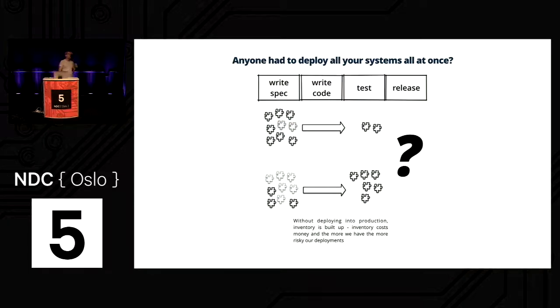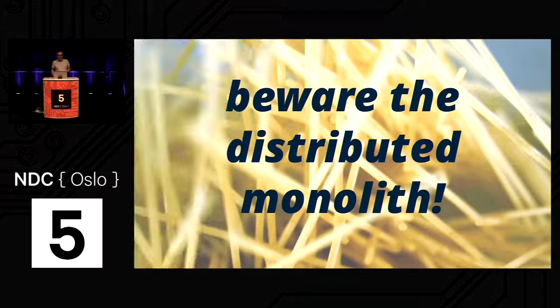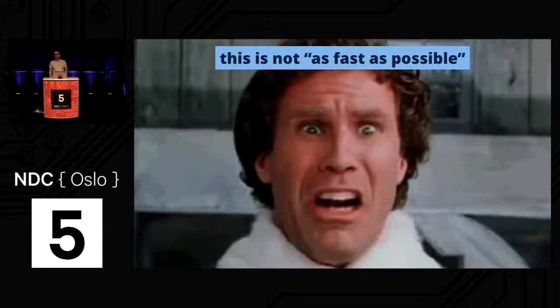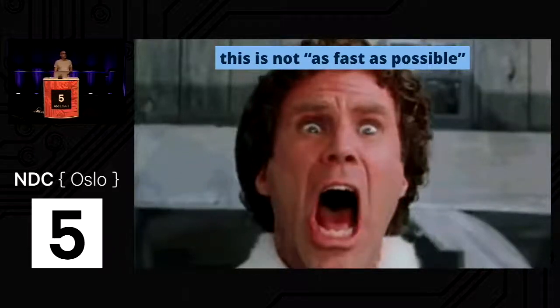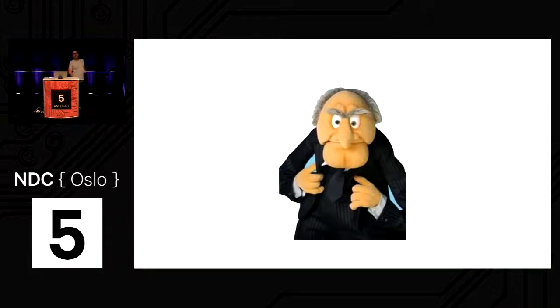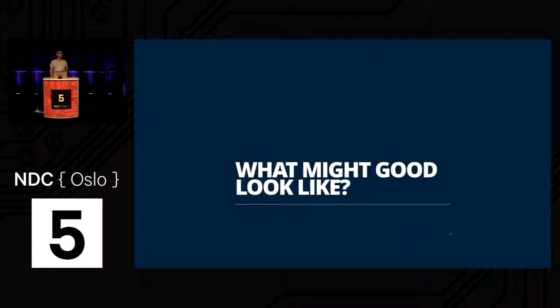And similarly, this idea of having to deploy everything all at once. We're so coupled that we're deploying our systems, everything together. So I think Sam called it this, the distributed monolith. Beware the distributed monolith. You're not going as fast as possible in this case. This is simply a recipe for disaster and for people to just be having a nervous breakdown. Coming back to where I was with Conway, Conway's there, he's going, oh, I told you this in 1968. Oh dear. So what might good look like?